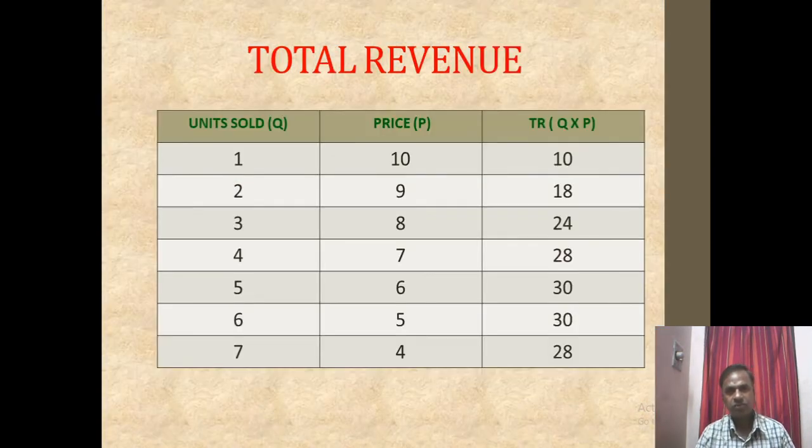Then with the help of a schedule, we can find out the total revenue. The formula for total revenue is Q × P. Q means the quantity of commodity sold. P means the price of the commodity. By selling one unit at the price of rupees 10, the total revenue is 10 rupees. If he sells 2 units, it will be 18. 3 units, 24. 4 units, 28. Like this, you can see the total revenue goes on increasing. After a certain point, it decreases. So the total revenue is the units sold into price per unit.